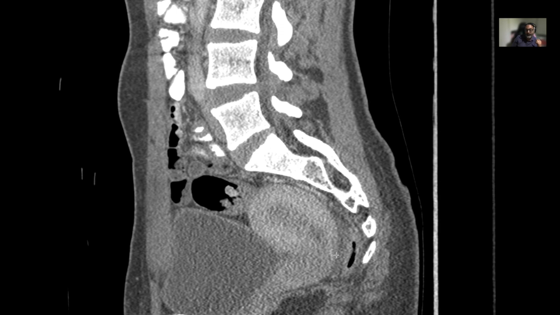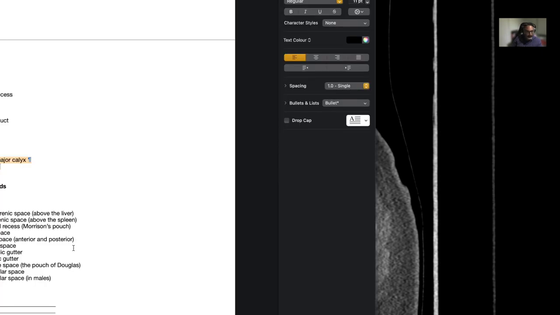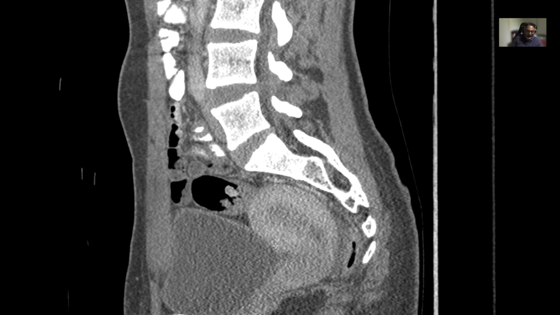And the rectouterine pouch, if it is a man, then it's a rectovesical pouch, which is a pouch right here instead of the uterus. And in a female, there's also a space here, which is between the uterus and the bladder. I forget what that's called. Let me just remember. The uterovesical space. That's the uterovesical space. That's between there. And then around the bladder, there's a perivesical space also.